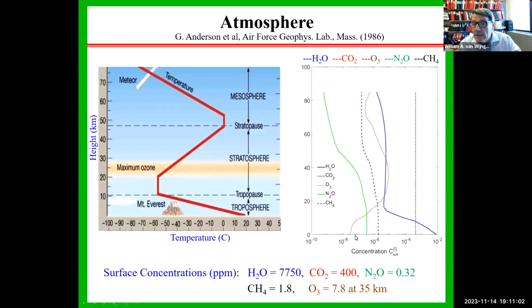These other gases, that's clearly not so. Ozone, we see here, increases between 30 and 40 kilometers. That's where it has its maximum concentration. Methane and nitrous oxide decrease with altitude. So this concentration dependence with altitude comes from observations that we utilize in our calculations.